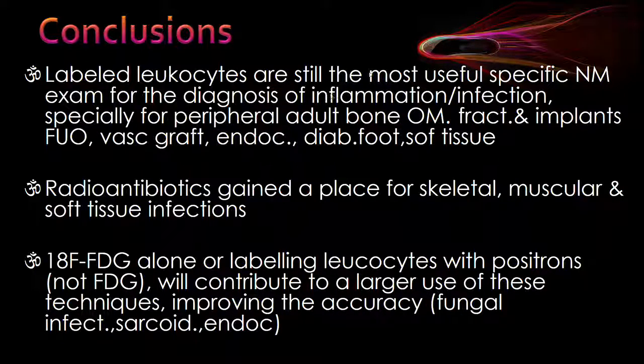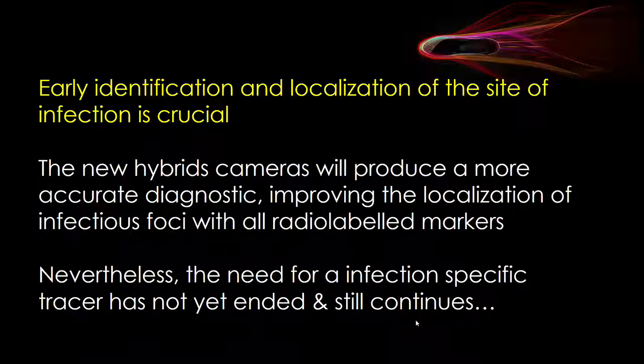Conclusions. Labeled leukocytes are still the most useful specific nuclear medicine exam for the diagnosis of inflammation and infection, especially for peripheral adult bone, osteomyelitis, fractures and implants, fever of unknown origin, vascular grafts, endocarditis, diabetic foot, and soft tissue. Radioantibiotics gained a place for skeletal, muscular, and soft tissue infections. Fluor-18 FDG alone, or labeling leukocytes with positrons, not with FDG, will contribute to a larger use of these techniques, improving the accuracy, maybe in fungal infections, sarcoid, endocarditis.